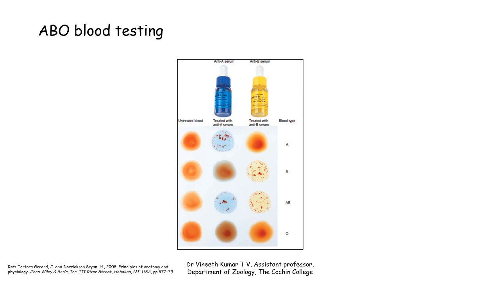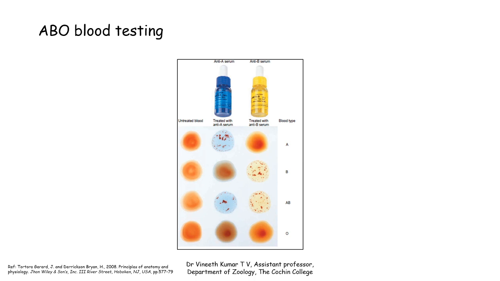In this session, we are going to discuss routine blood testing, how routine blood testing is done, and the rare phenotype called the Bombay phenotype. So, this is a diagram which depicts how a routine blood grouping test is done.